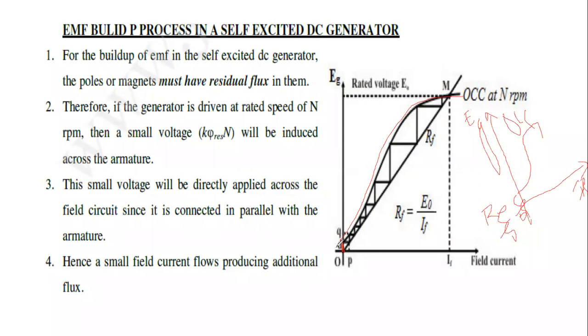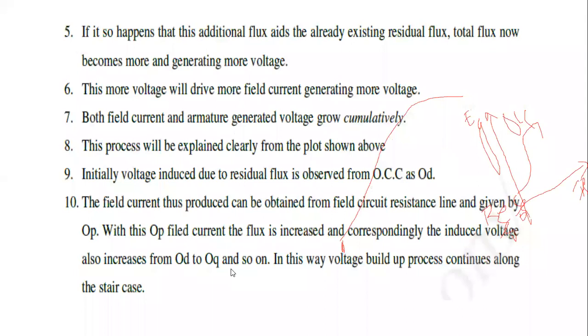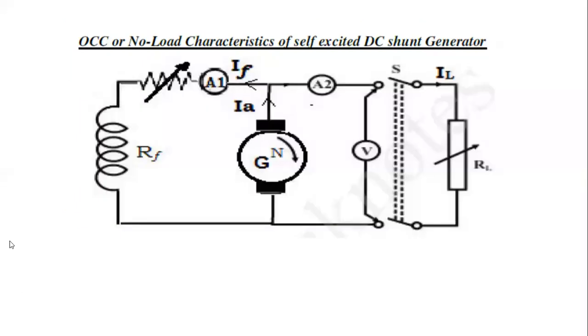That EMF is OP/OD. This is the residual voltage that will be observed in this graph. This is the OCC characteristics and this is the tangent for that OCC characteristics. And OD to OQ is the voltage build-up procedure along the generator. That gap voltage is called the residual voltage.